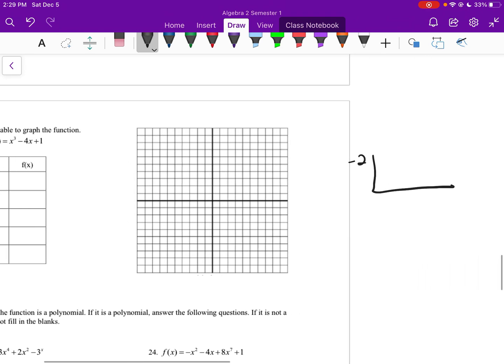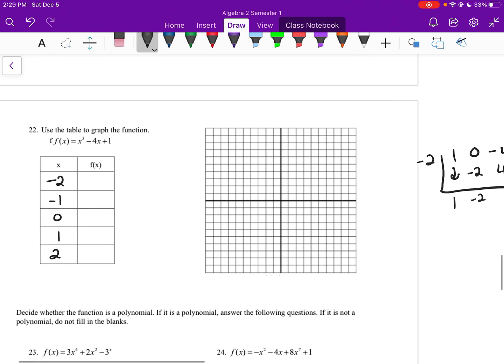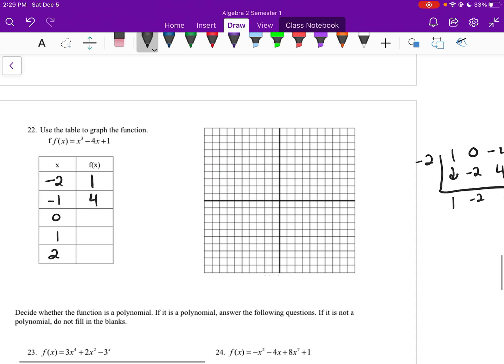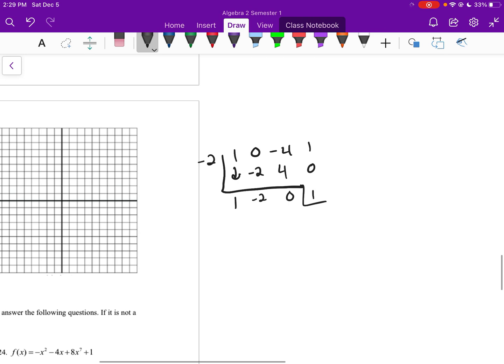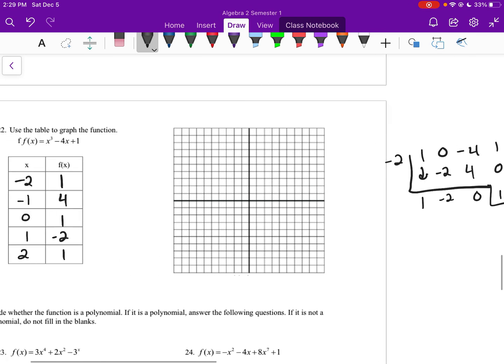So let's evaluate -2. Now we've got x cubed, so 1, no x squared, so 0, -4, 1. Bring that leading coefficient down, which is 1. Multiply, add, multiply, add, multiply, add. So when x is -2, f of x is 1. Now, I highly recommend you do that all the way through. For the rest of these, it's going to be 4, 1, -2, 1. But to get those, use your synthetic substitution.